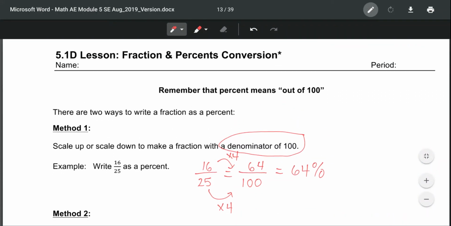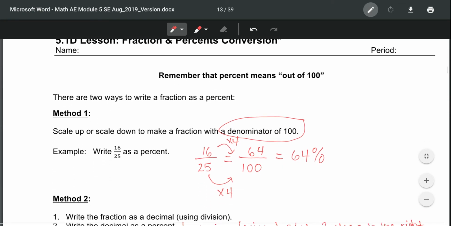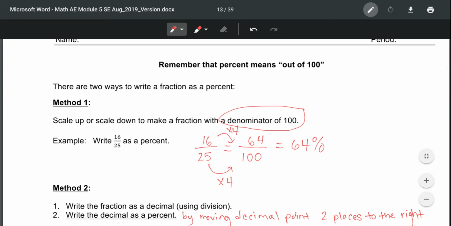This is lesson 5.1D on converting fractions to percents. You will need pages 13 through 15. So remember that a percent means out of 100.